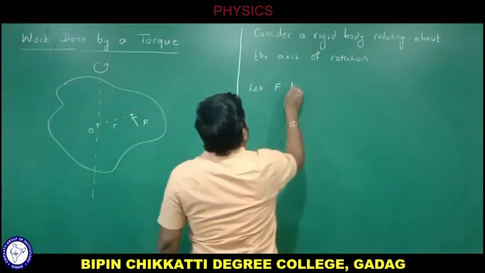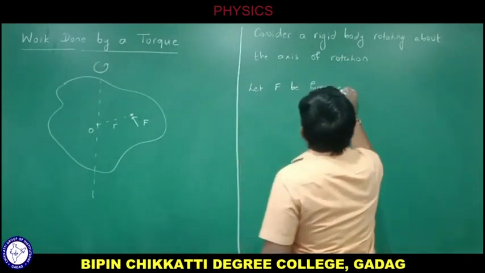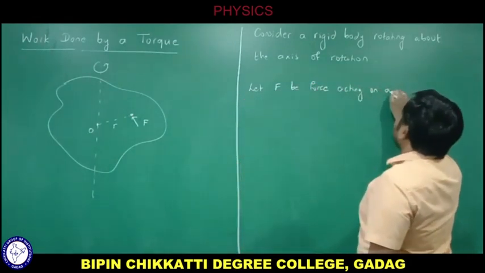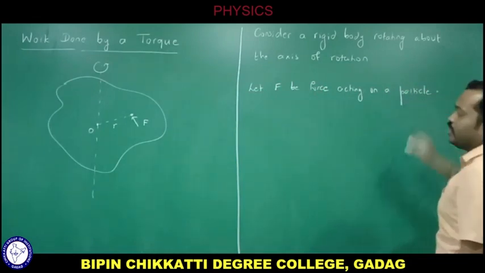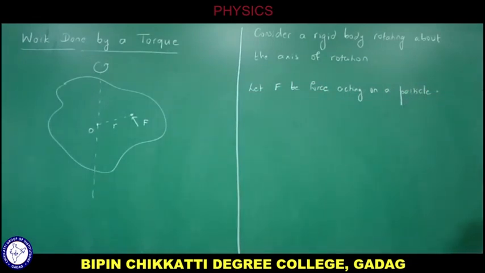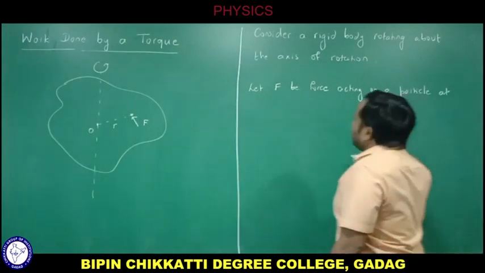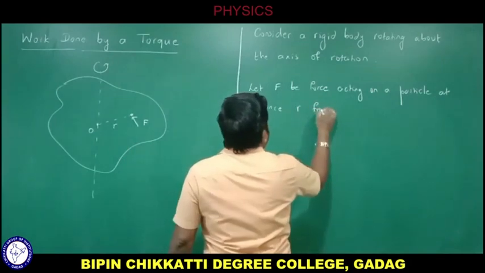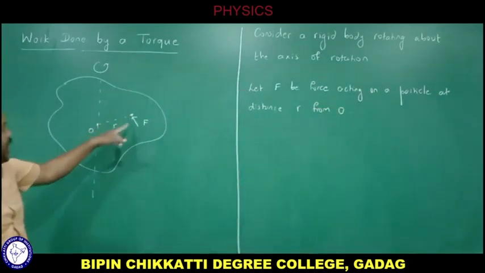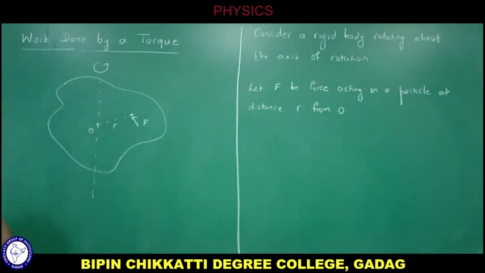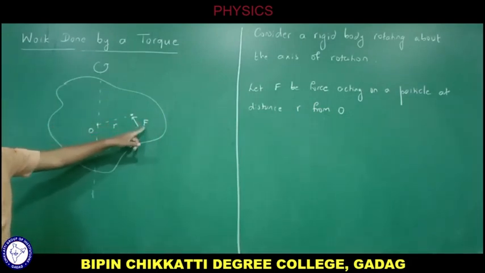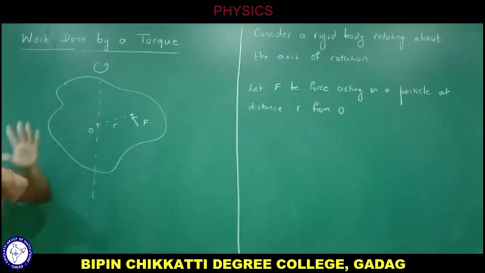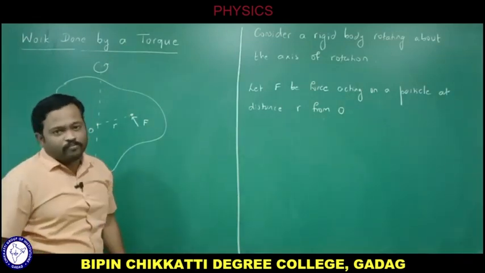Let F be the force acting on a particle at a distance r from O. Let me consider this particle, and how much is the force applied? F. What is the distance from the fixed point? Let me call it r. Now let F be the force acting on a particle at distance r from O.